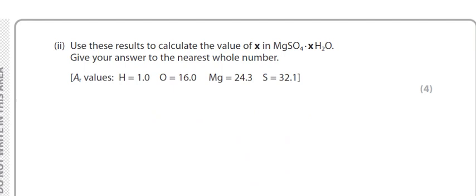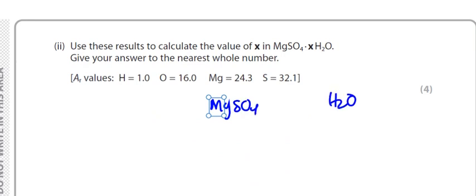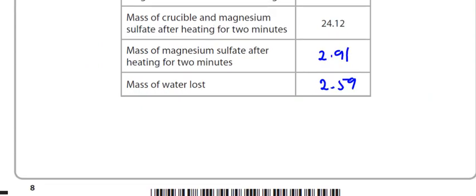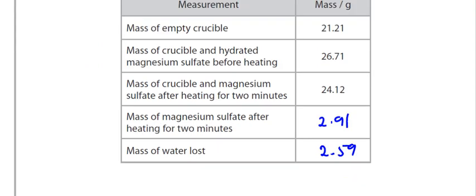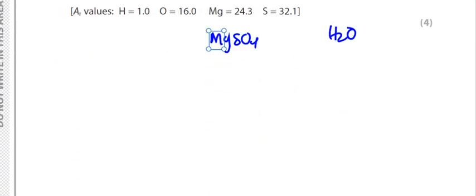Those are the results to calculate the value of X in magnesium sulfate hexahydrate. So you need to have the mass of magnesium sulfate and water separately. So we got the mass of magnesium sulfate after heating, which is the anhydrous mass. The anhydrous mass is 2.91, and the mass of water is 2.59, right? So these are the masses.